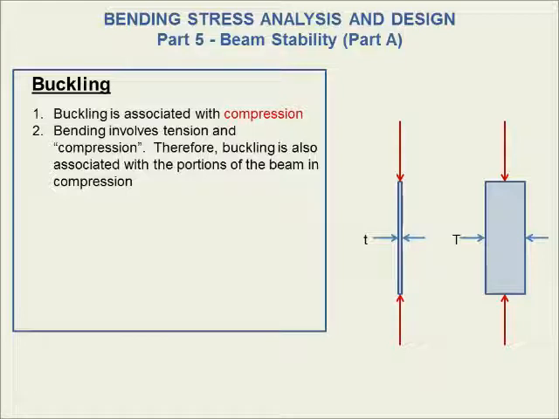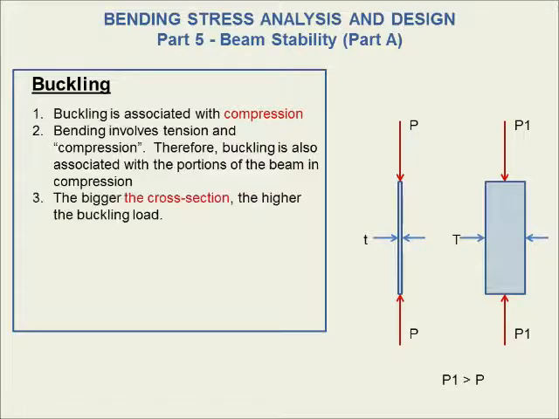So if we look at these two members here, one of them has thickness T and the other has thickness big T. What we're imagining is that P1, the buckling load on the one with big T width, will be greater than P, in a way that's proportional to the difference in the thickness. So this is one thing that we can say about buckling: the bigger the cross section, the higher the buckling load. And that's intuitive.